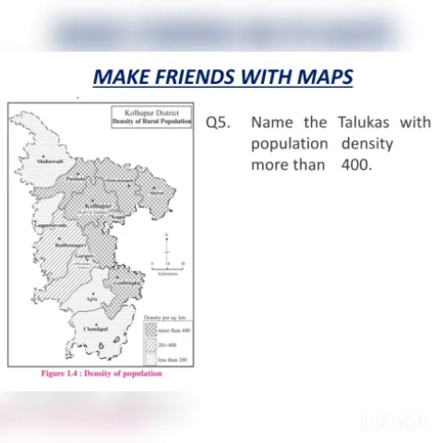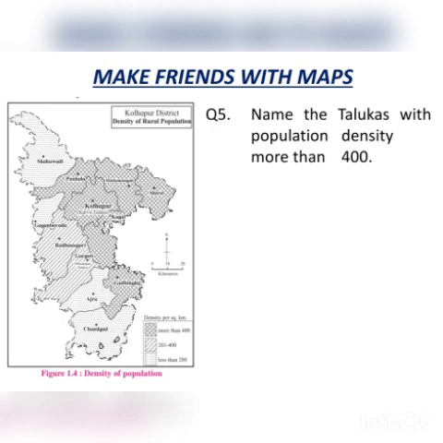The next question here is, name the talukas with population density more than 400. Students, the first box in the index shows the pattern of more than 400 persons per square kilometer. It is the darkest pattern in the map. So the talukas included are Panhala, Kolhapur, Gadhinglaj, Hatkanangale, and Shirol.